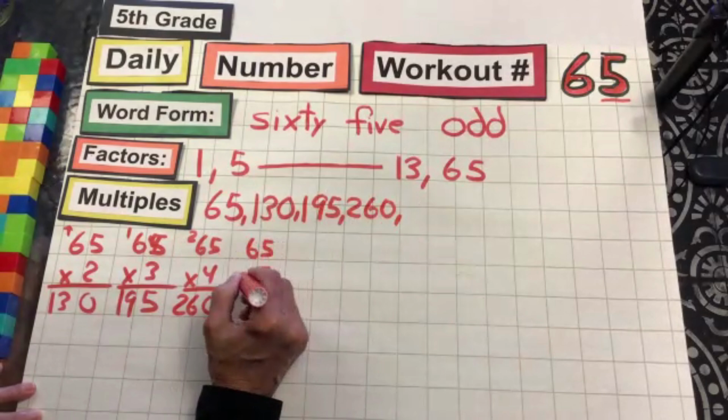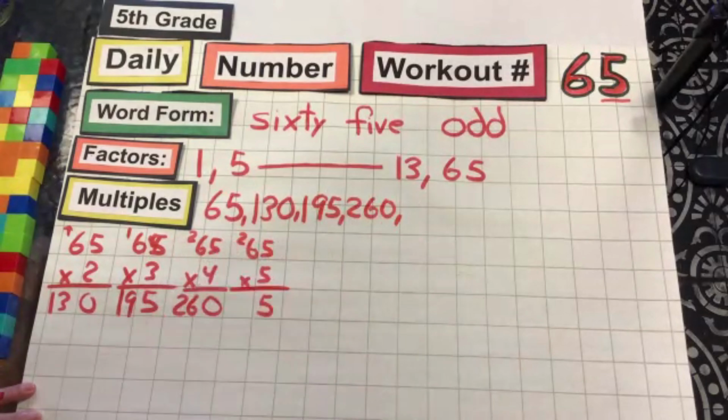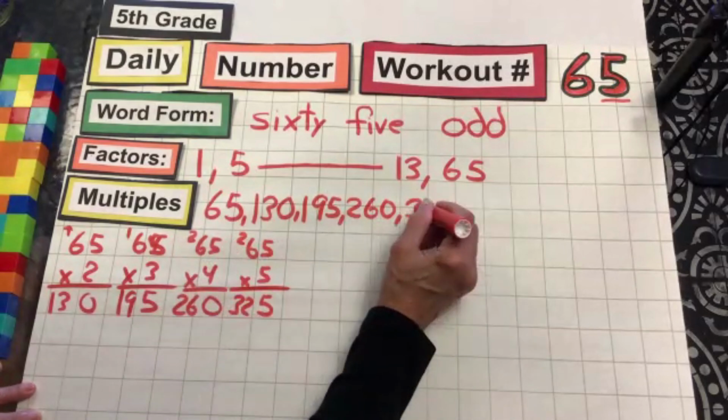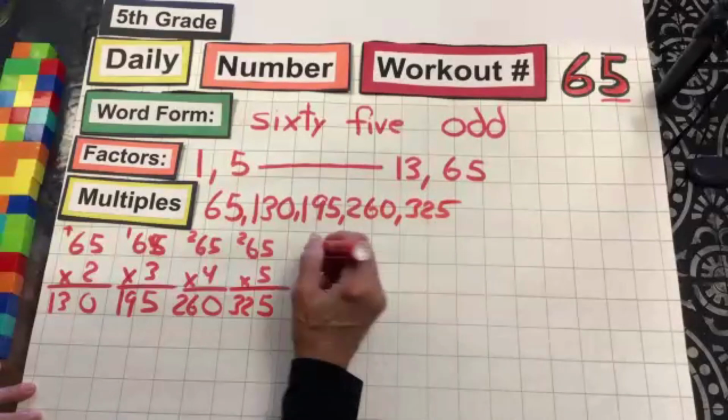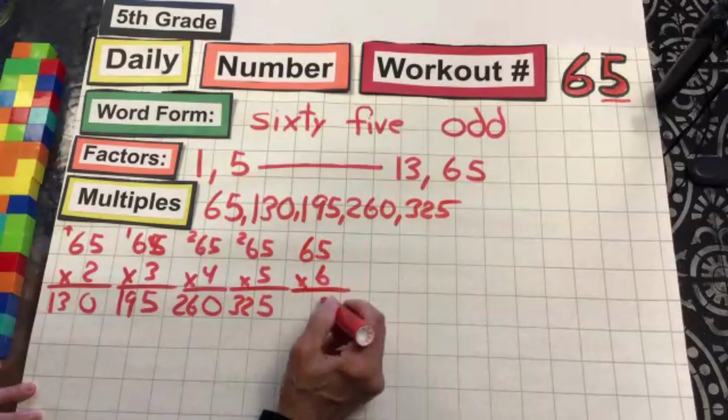65 times 5. 5 times 5 is 25. Drop the 5, carry the 2. 5 times 6 is 30, plus 2 is 32. So we have 325.